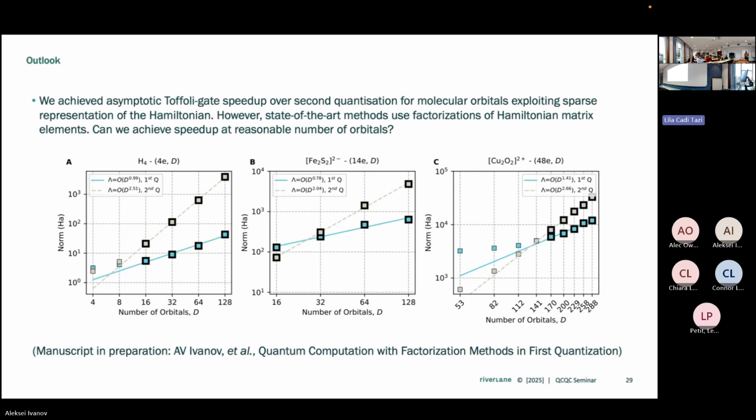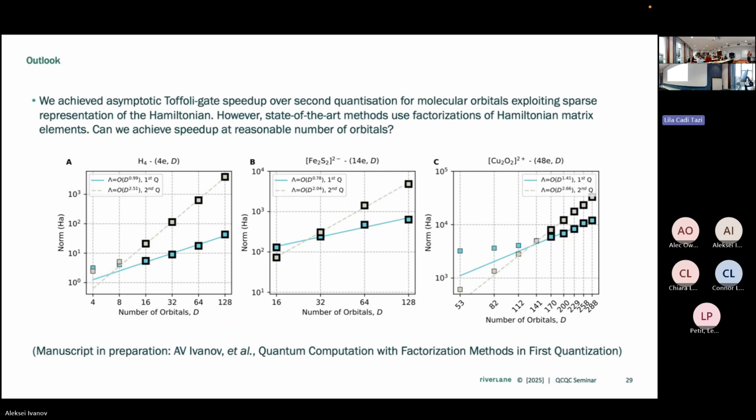And the scaling of lambda, for some systems, we see it's either linear or sublinear, actually. And then for one of the systems I talked about today, this copper oxide, we again see that the number of orbitals is only a factor of 3 larger than the number of electrons, and you get this crossover when first quantization becomes better.